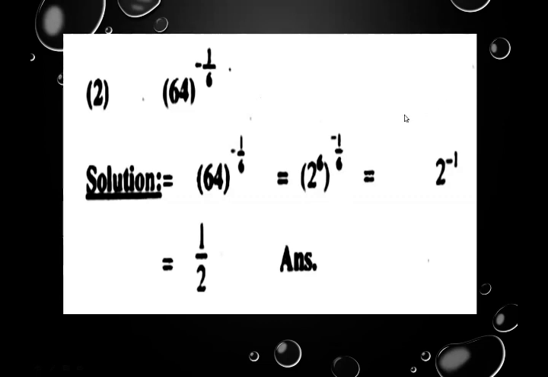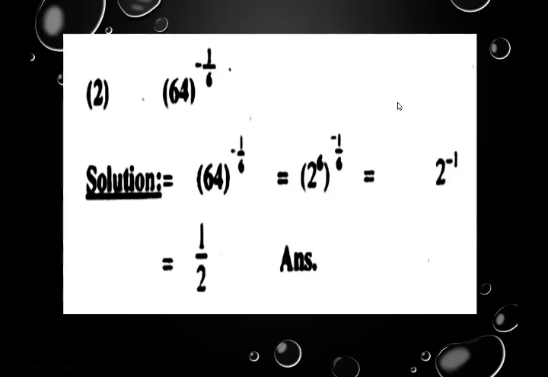Make the factors quickly. You know well how to find this. How many times are you obtaining 2? There are 6 times. It means when you multiply 2 by itself 6 times, you will get 64. So 64 can be written as 2 to the power 6. And the whole power minus 1 over 6 is given in your question.